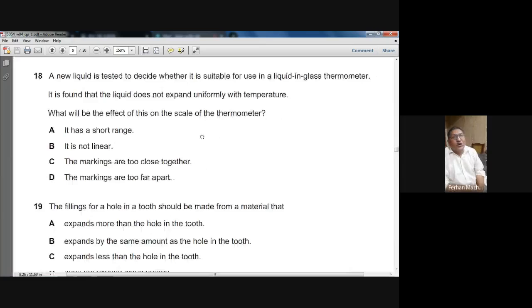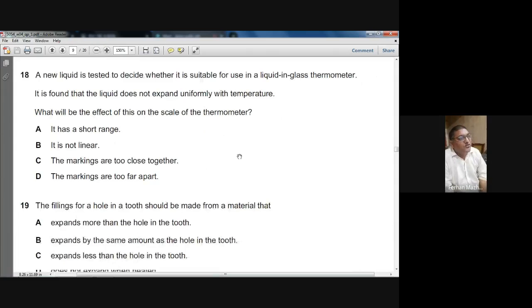Paper is winter 2004. A new liquid is tested to decide whether it is suitable for use in a liquid in glass thermometer. It is found that the liquid does not expand uniformly with the temperature. What will be the effect of this on the scale of the thermometer? I told you that when you use a liquid in the thermometer, it should expand uniformly with the temperature. If it does not expand uniformly with the temperature, the scale of the thermometer will be no more linear.